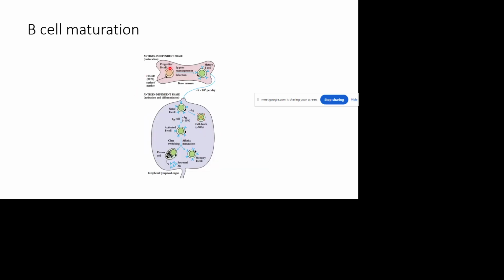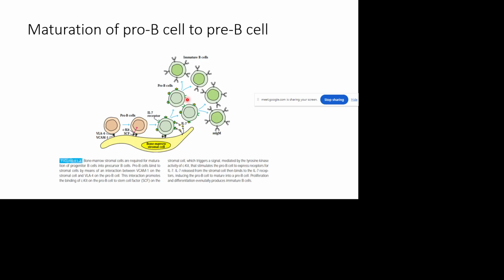So here you can see that in bone marrow, the pro B cell will be converted into mature B cell. So till now the B cells are not matured. First the pro B cells will attach to the bone marrow with this VLA4 VCAM1 interaction, which will enable the c-kit protein surface receptor of pro B cell to interact with the stem cell factor SCF on the bone marrow stromal cell. This interaction triggers a signal which stimulates the pro B cell to express the IL-7 receptor.